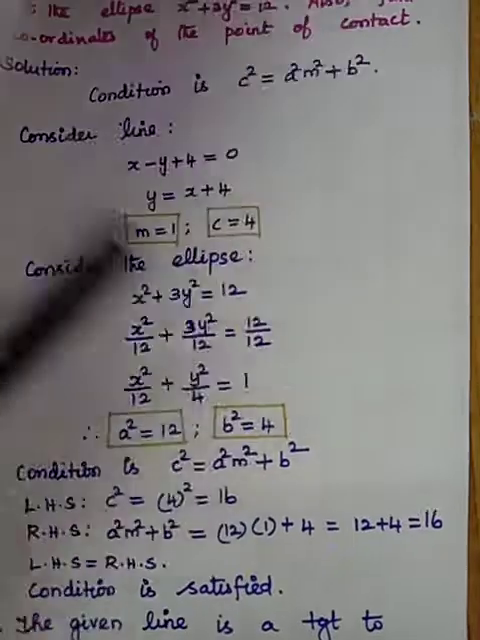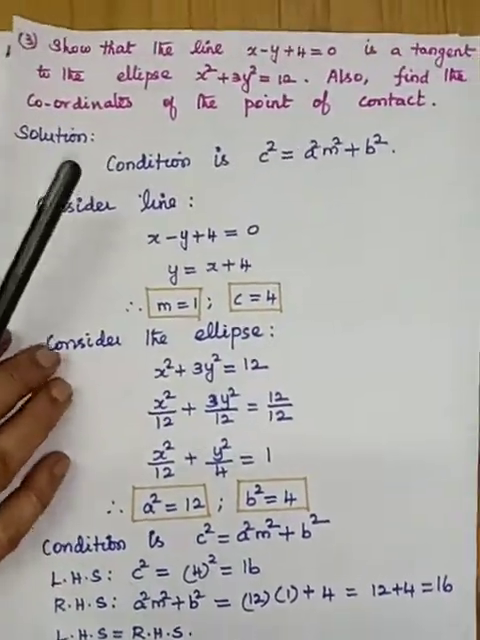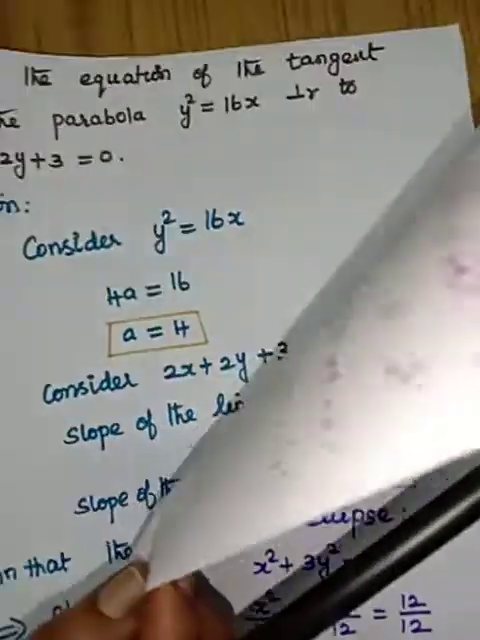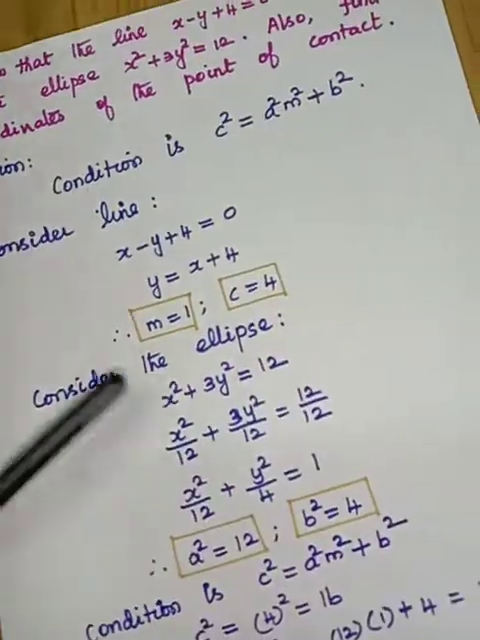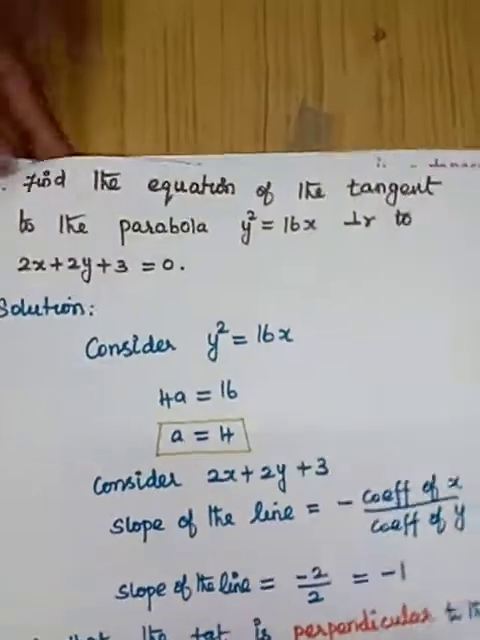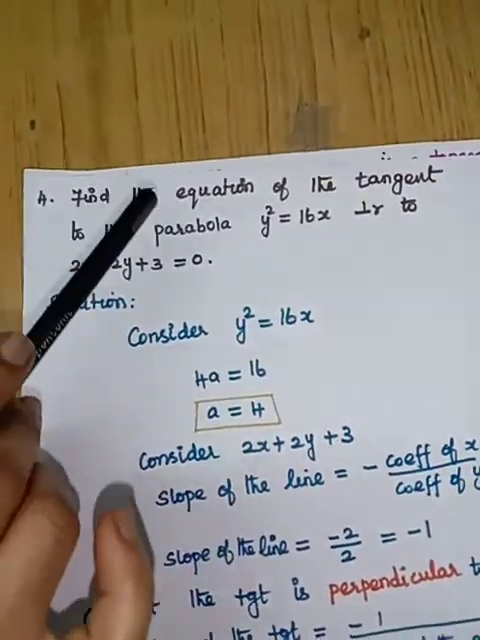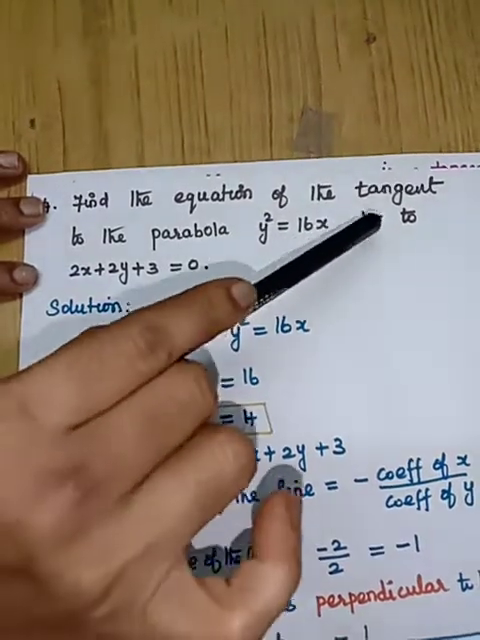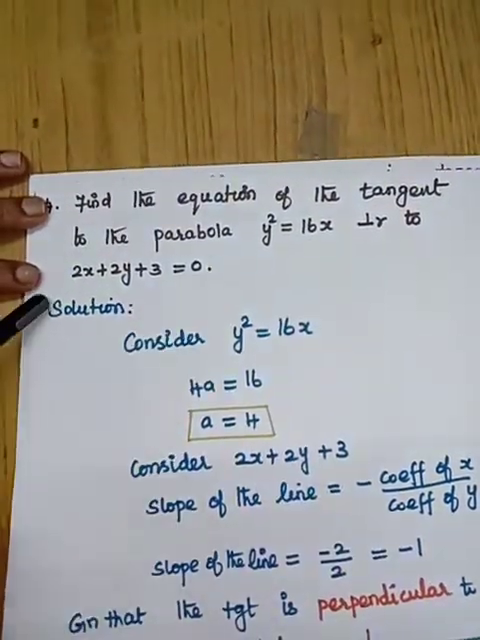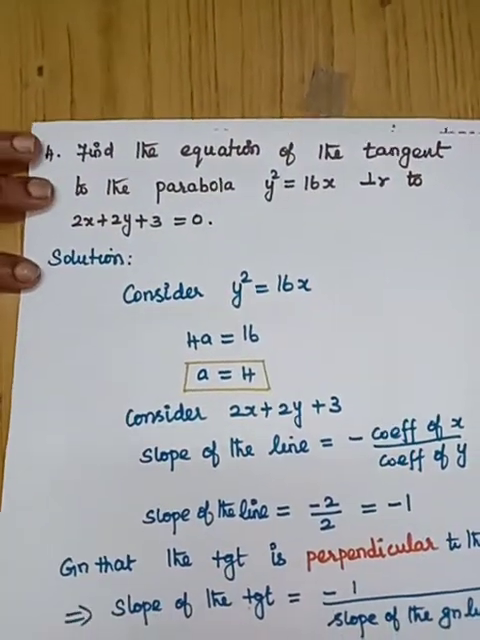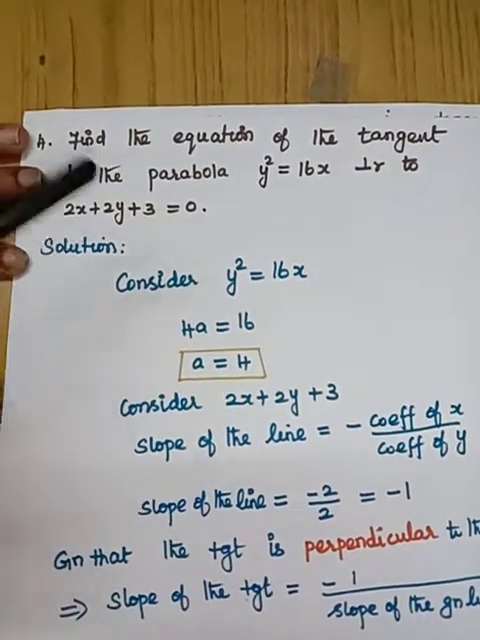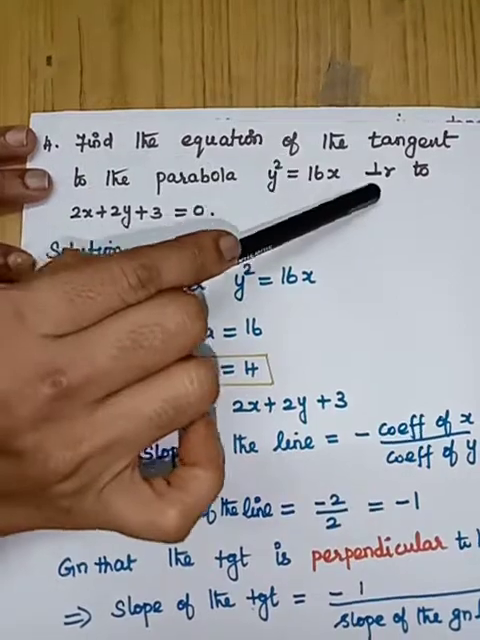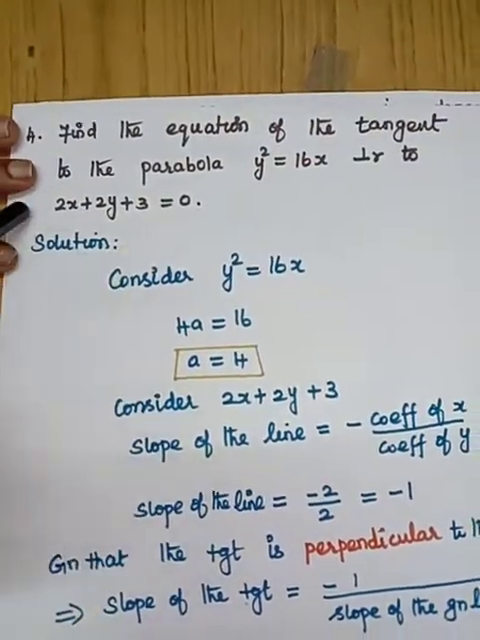Okay, we come to the next problem. Find the equation of the tangent to the parabola y squared is equal to 16x perpendicular to the given line. In the previous problem it is given that they are parallel, but here the tangent is perpendicular to the given line.